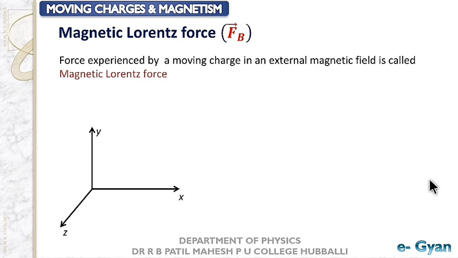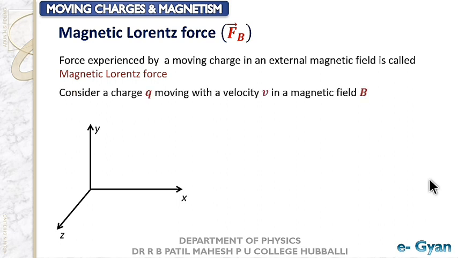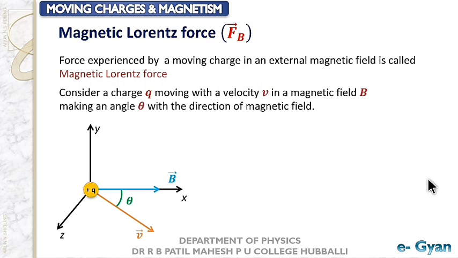So to understand that, let us have a three-dimensional axis, and let us consider a charge moving with velocity v. So the charge is moving in this direction. On that, let us have a magnetic field along x-axis, and let the velocity vector v make an angle theta with the magnetic field.